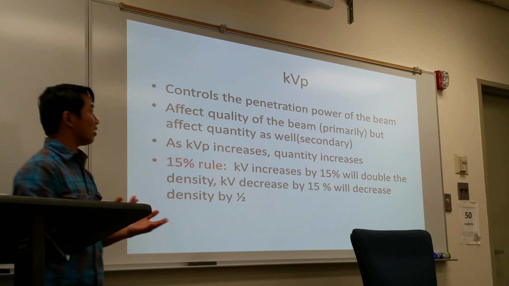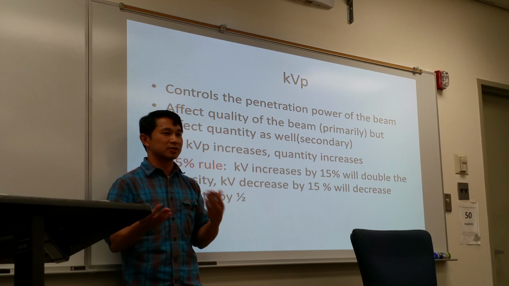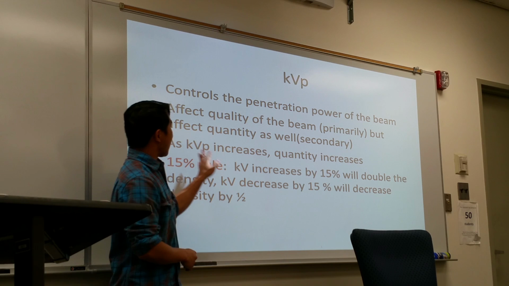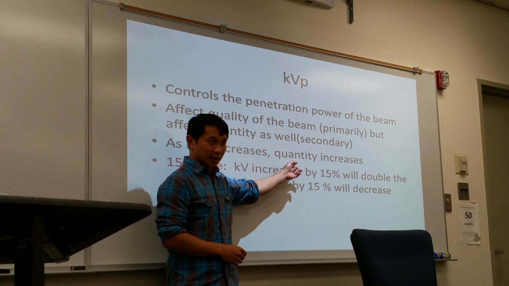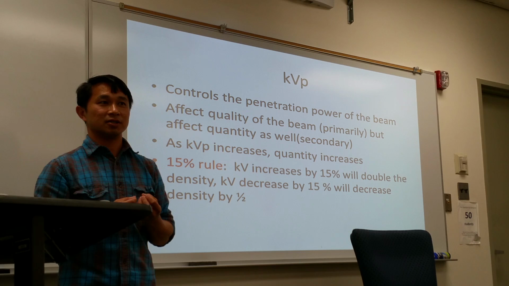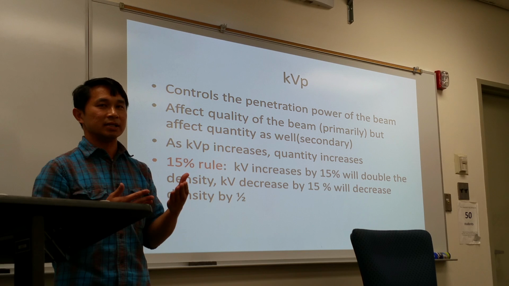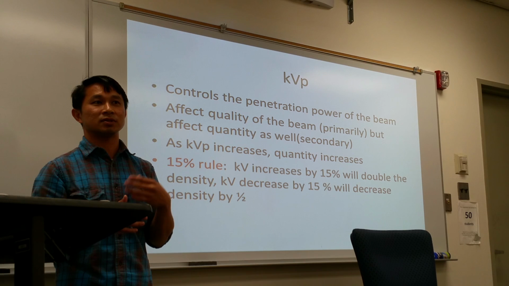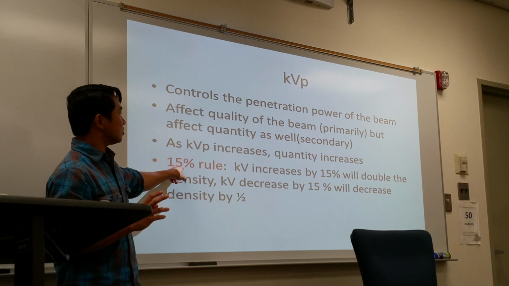So it's considered secondary. An increase in kV will also have an increase in the quantity of X-rays. But it has a greater influence in terms of quantity. Whereas with mAs, to double the quantity, you have to double the mAs. With kV, to double the density, you just need to increase it by 15%. So we call that the 15% rule.